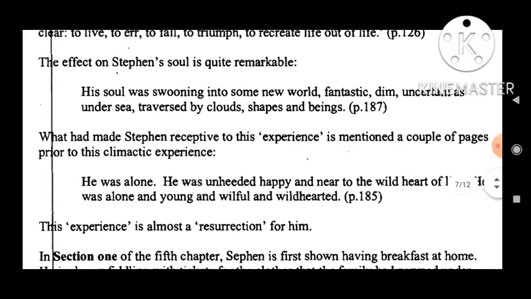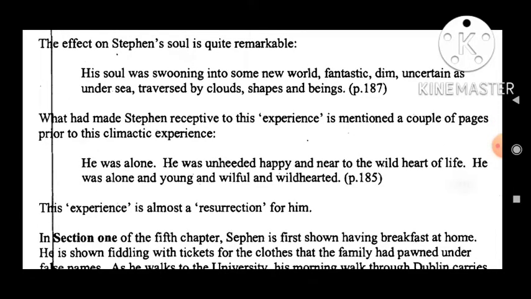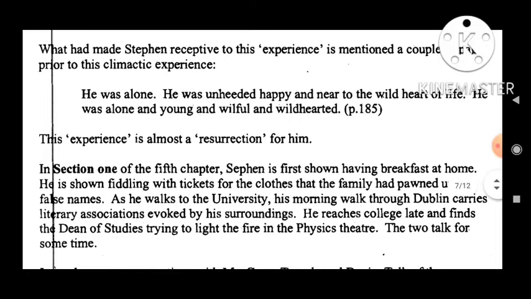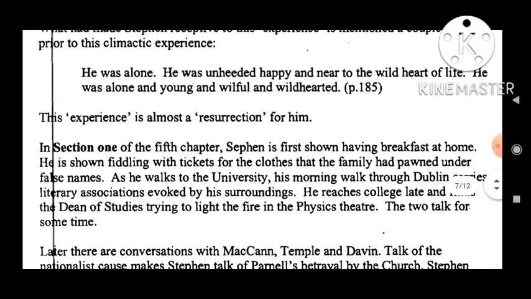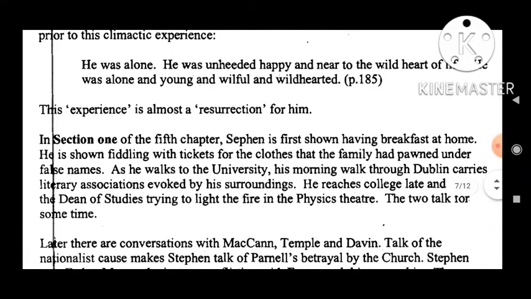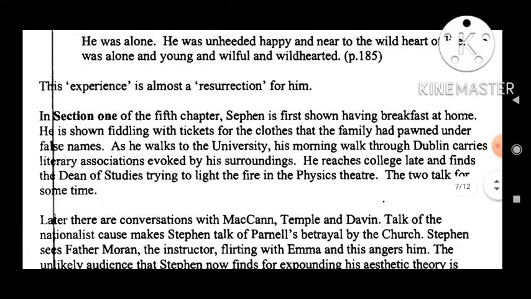The effect on Stephen's soul is quite remarkable. His soul was swooning into some new world, fantastic, dim, uncertain as undersea, traversed by clouds, shapes and beings. Page 187. What had made Stephen receptive to this experience is mentioned a couple of pages prior to his climactic experience. He was alone, unheeded, happy, and near to the wild heart of life. He was alone and young and willful and wild-hearted.